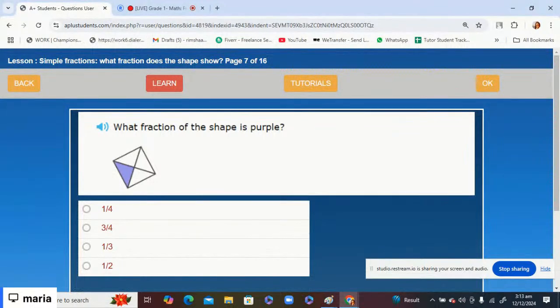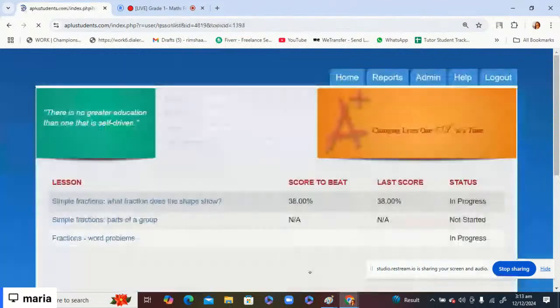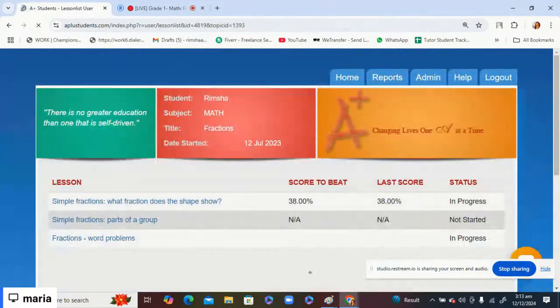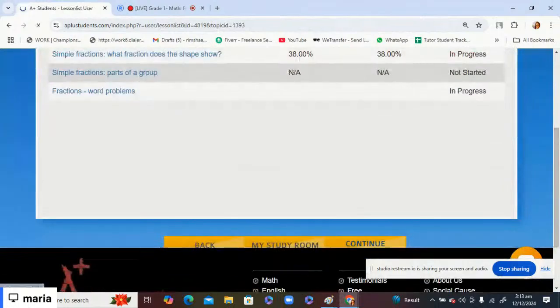So now solve the rest of the test questions by yourself. Hope you guys understand this lesson. Let's do the next lesson, which is simple fraction parts of a group.